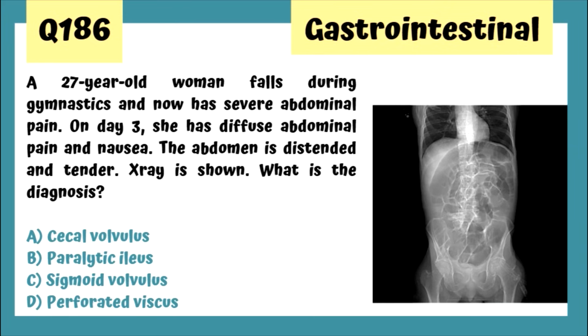Question 186, a 27-year-old woman falls during gymnastics and now has severe abdominal pain. On day 3, she has diffuse abdominal pain and nausea. The abdomen is thin and tender. X-ray is shown. So here we see it's diffuse and it's pretty much all over the place. This looks like paralytic ileus. What is the diagnosis? Paralytic ileus.